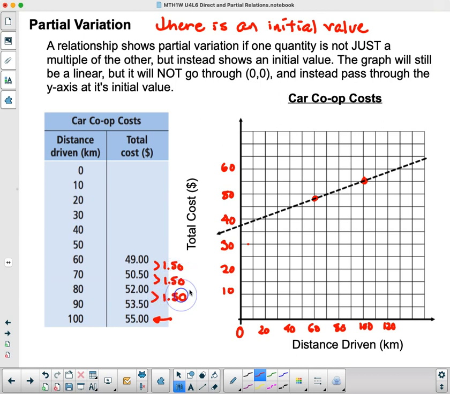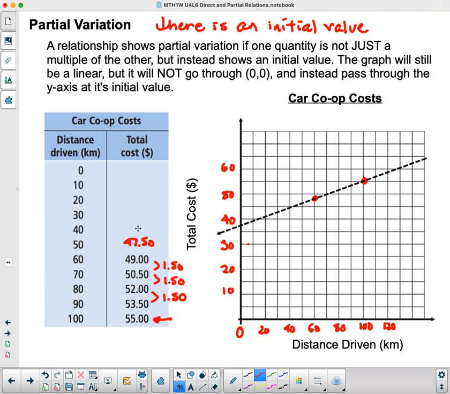So we can follow this back if we want to. So let's actually do that. So let's follow the pattern back, because these are going back 10 every time. So every time we go up 10, we go up $1.50. So when I go backwards, when I go down 10, I have to go down $1.50. So 49 down $1 would be 48, down $1.50 would be 47.50.